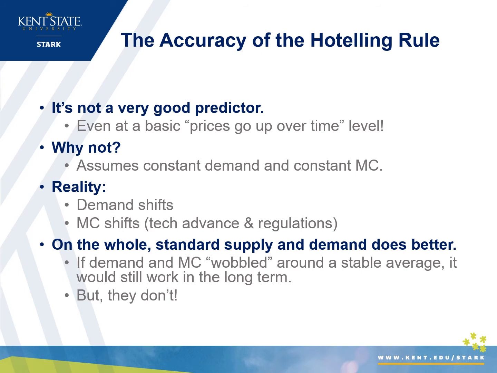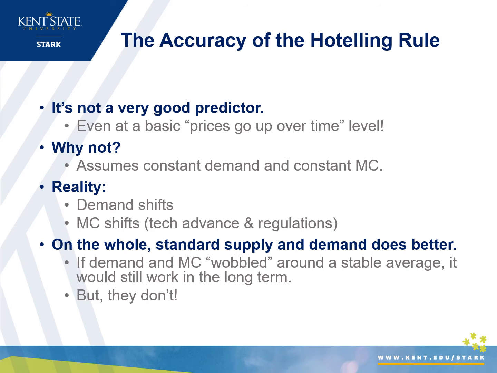So as that happens, that means that this price path is not going to end up really being smooth. Instead, it will end up much more jagged. And it also makes it significantly less predictable, as we're jumping from one predictable path to another each time demand changes or the marginal cost changes. Which means that on the whole, if we use just standard supply and demand reasoning, that tends to do a lot better in terms of predicting what prices are going to do compared to something like the Hotelling rule.